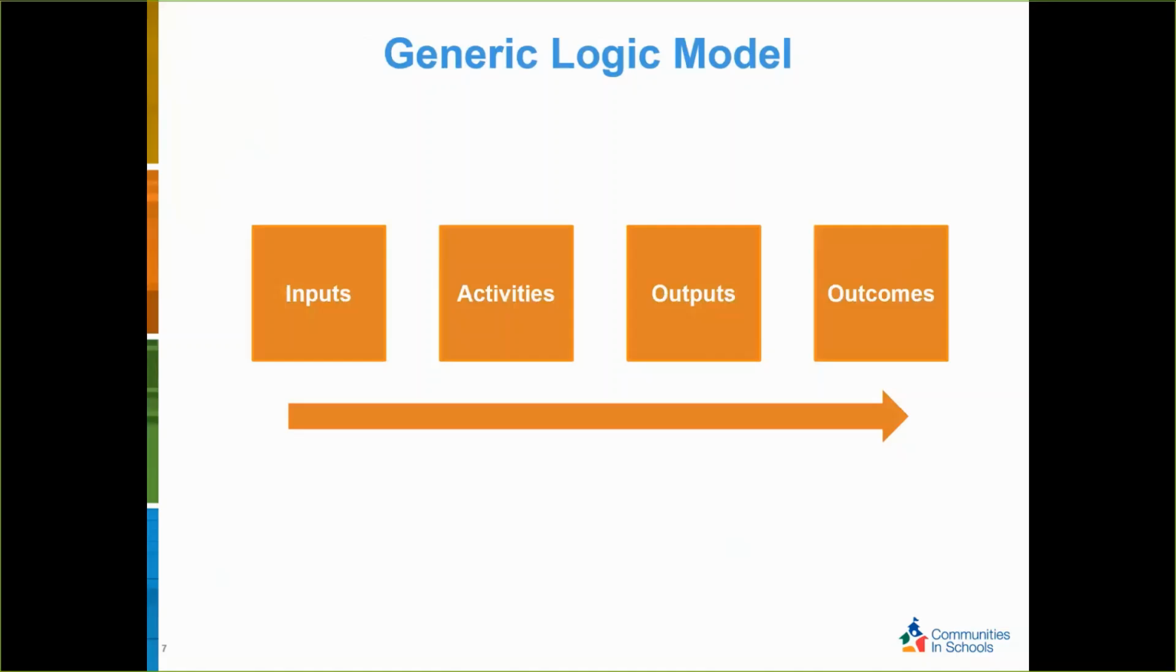So keeping this flexibility in mind, logic models typically depict the relationships between the inputs, activities, outputs, and outcomes in a logical and reasonable sequence. Let's talk more in detail what each of these components mean.